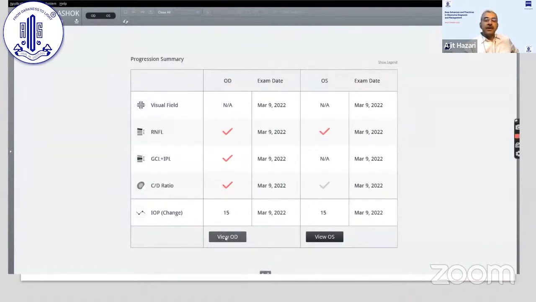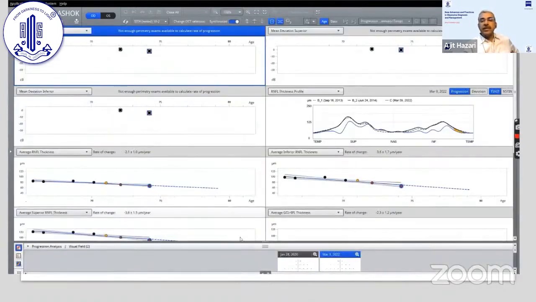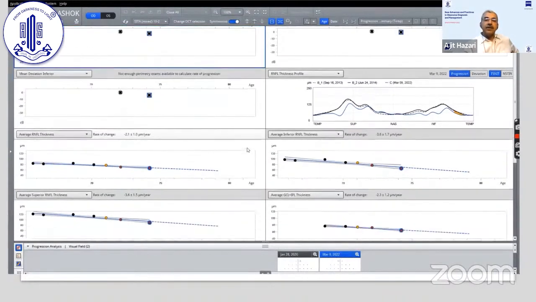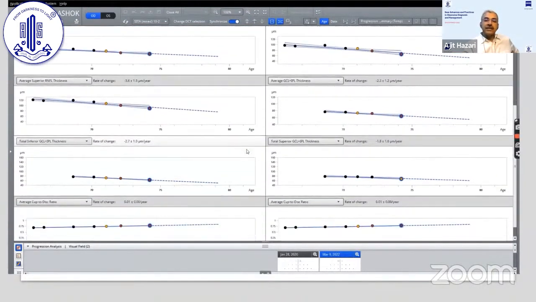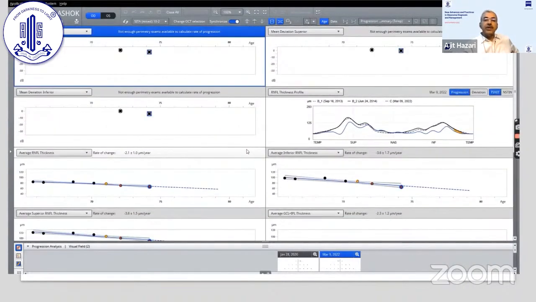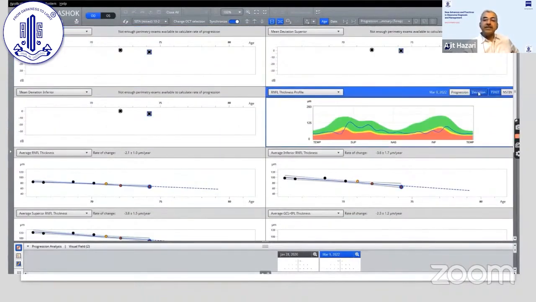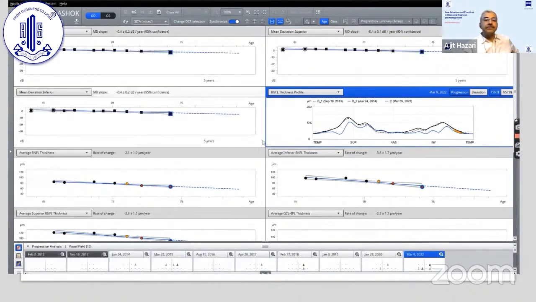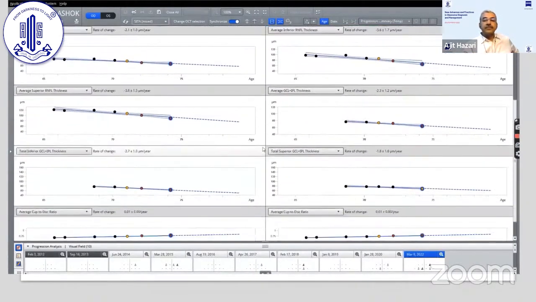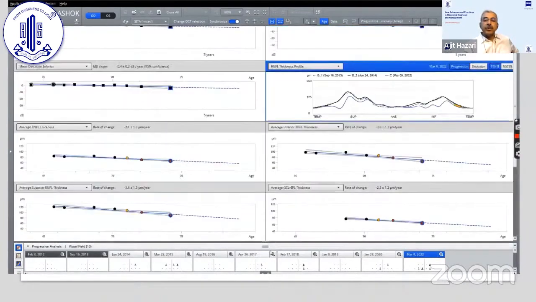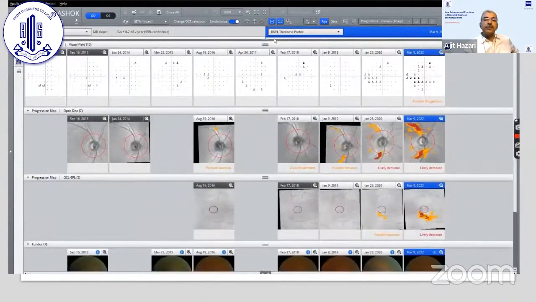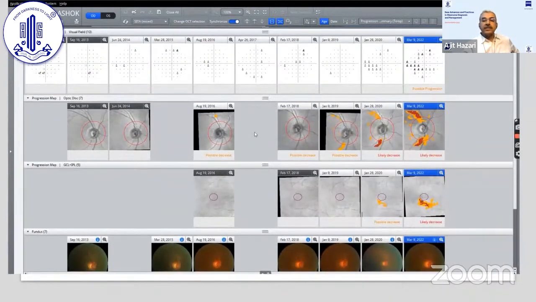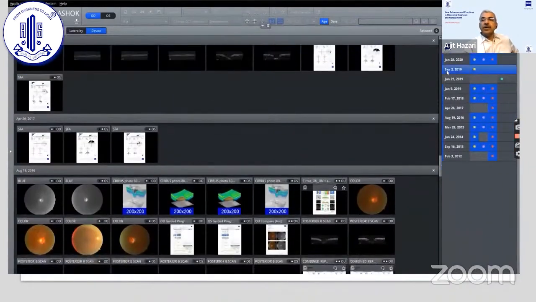Another useful thing which I've seen is the progression summary, which shows that the machine automatically analyzes the various parameters for progression, and you can click on either of the eyes and it expands into the structure-function analysis for the patient, like we've done just now. So here you can also evaluate the cup-disc ratio and other parameters. So there is a lot of customization available, and I feel that it's a fantastic tool to use.